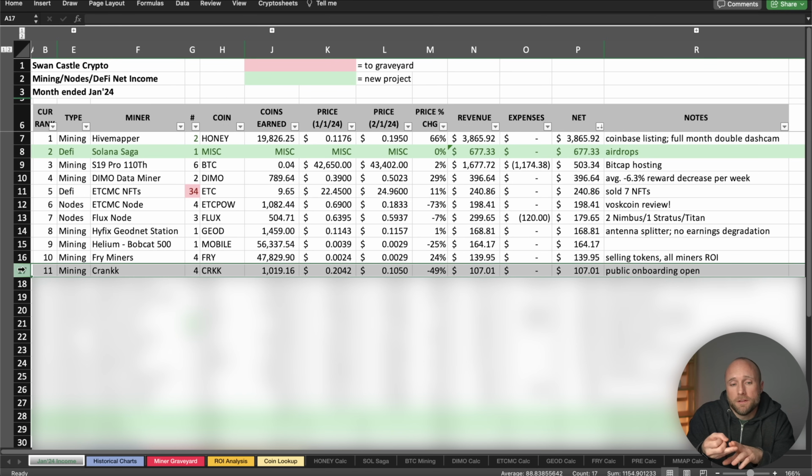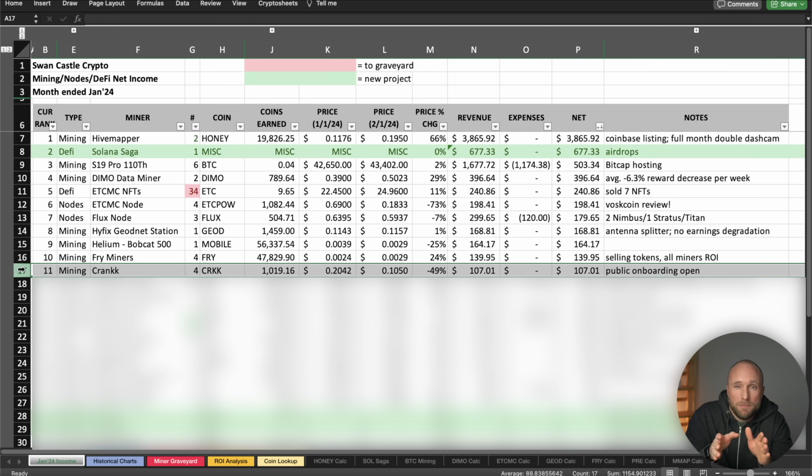Number 11 project of the month is Crank. I have two Matrix M2 Pros and my two Bobcat Helium miners fully onboarded with Crank. It generated a total income of $107 for me for the month. Now we did see a pretty substantial decrease in the Crank token this month, down 49%. They also opened their public onboarding last month, so anyone can now join the project.